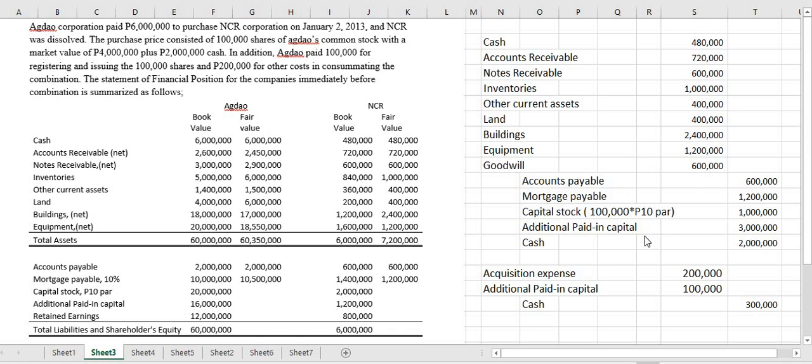Then, to record the acquisition-related costs, we have 100,000 pesos of stock transaction cost, which is debited to additional paid-in capital. And then the acquisition expense of 200,000, the cost incurred in consummating the combination or the direct cost, shall be debited to acquisition expense at 200,000, and of course, we credit cash for 300,000.